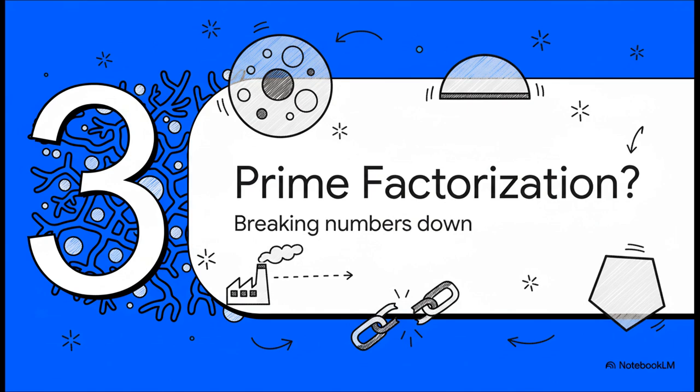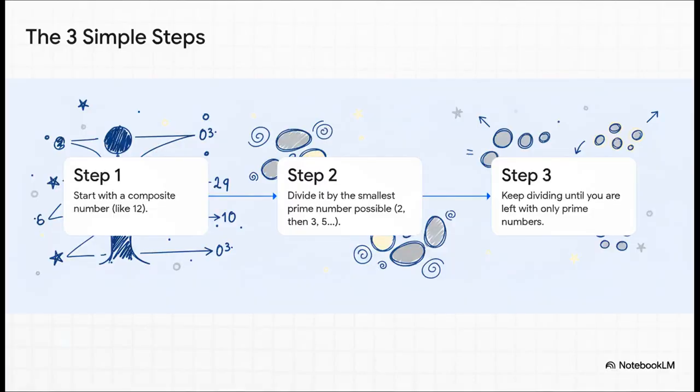All right, we've got exponents, we've got prime numbers. Now we can put it all together for the main event. What is prime factorization? I know, it's a big, fancy phrase, but all it really means is breaking a bigger number down into its prime number Lego bricks. That's it. And don't worry, there's a super simple 3-step recipe for it. Step 1, just pick a number, let's say 12.